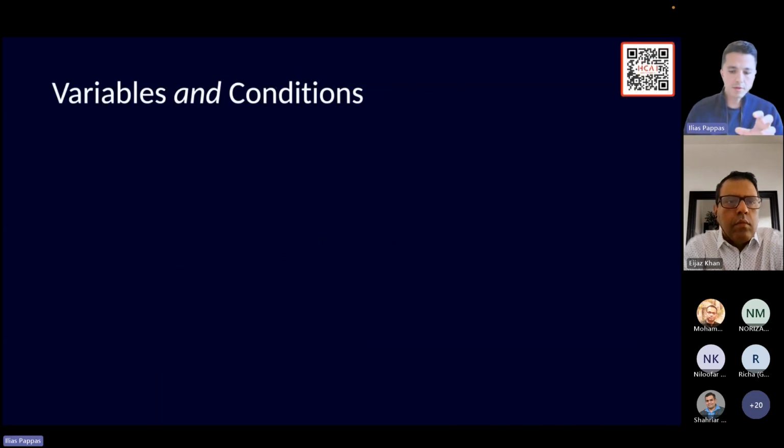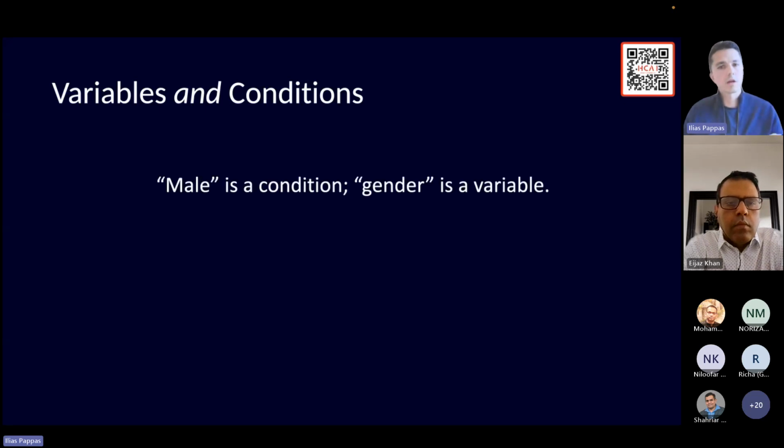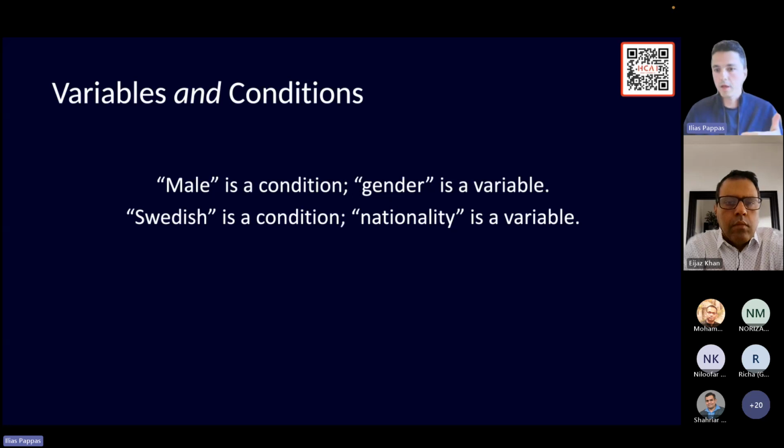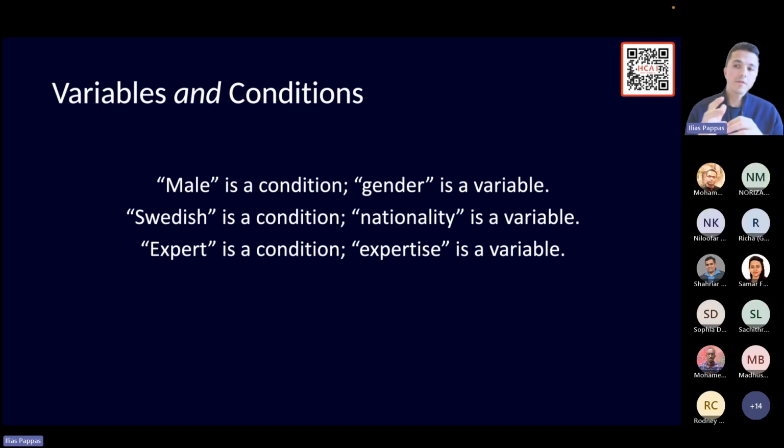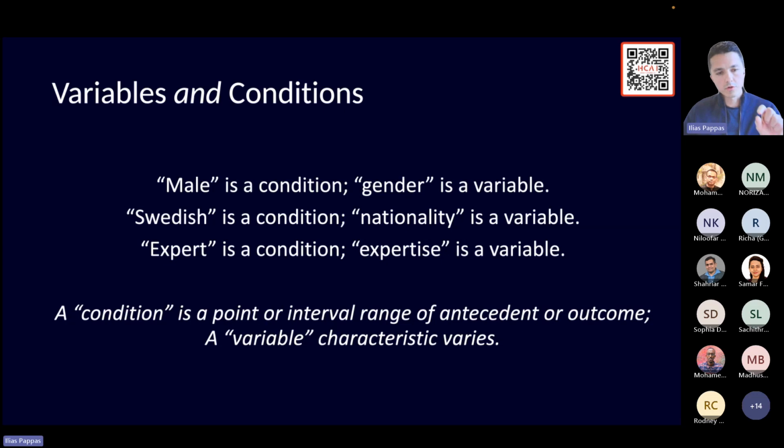What is the difference between variables and conditions? Male is a condition, gender is a variable. Swedish is a condition, nationality is a variable. Expert is a condition, expertise is a variable. So we're looking for combinations of conditions that explain the outcome, which means a variable can have more than one condition, right? And then different conditions of the same variable could also be part of explaining the outcome in different solutions. A condition is something a lot more specific where the variable varies.